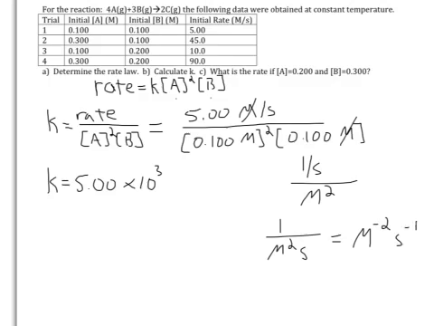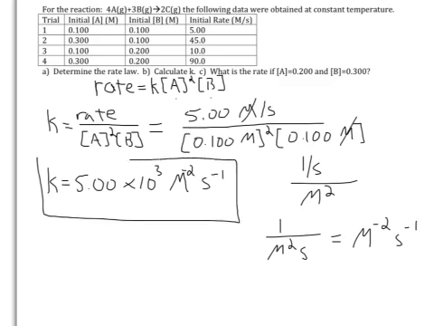You could report it any way you want, but you need to be comfortable converting back and forth between those 2 different styles of writing the units. So that is the answer to part B. That is the rate constant and the units.